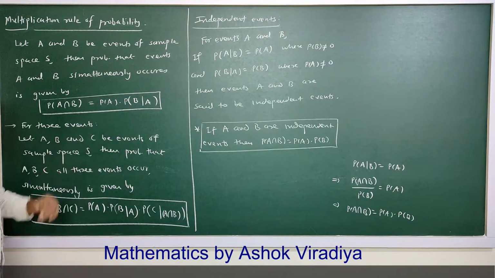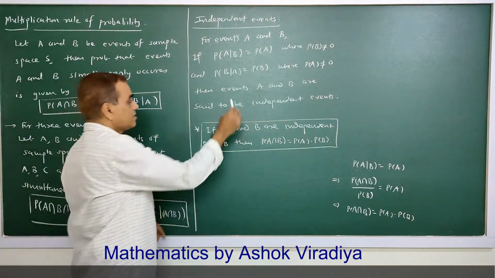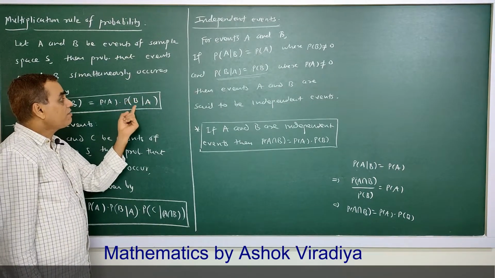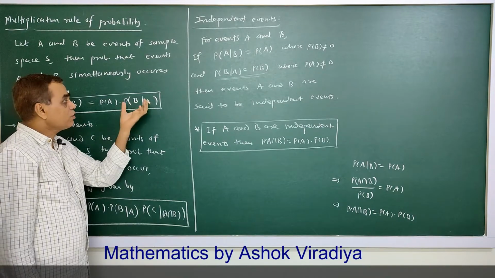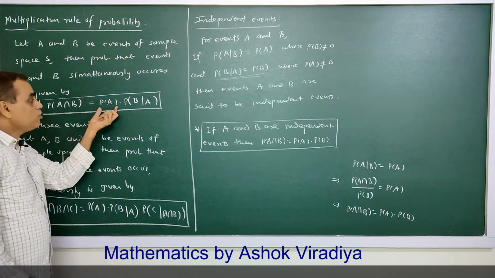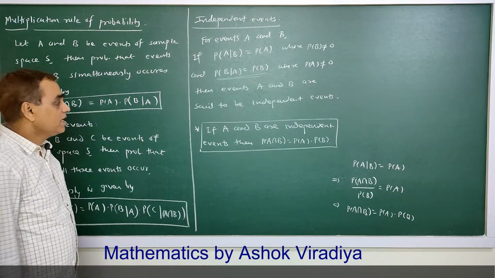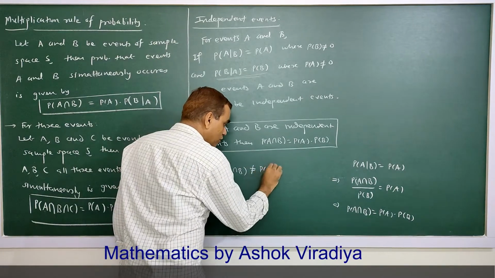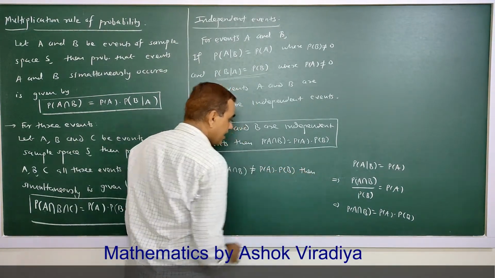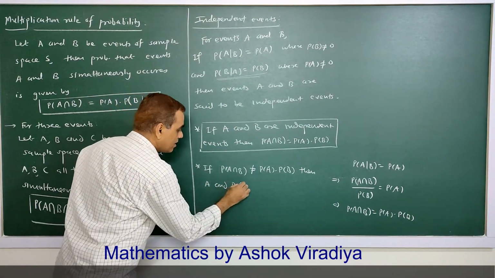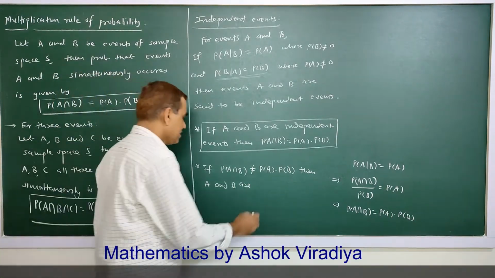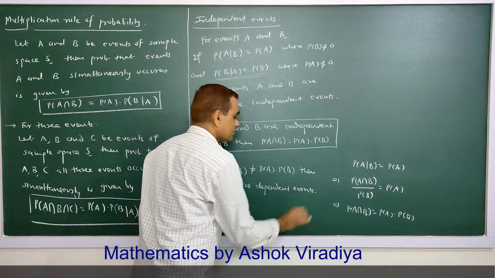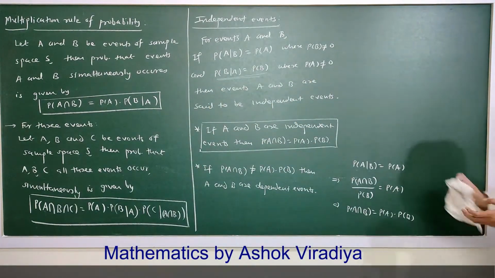This can also be understood here. Say if A and B are independent events, probability of B by A is P of B. Probability of B by A, put here P of B. B will not be affected by A. So it is equal to P of B. So what happens? P of A intersection B is P of A into P of B. If P of A intersection B is not equal to P of A into P of B, then A and B are not independent events, they are dependent events. So that is meaning of independent events.